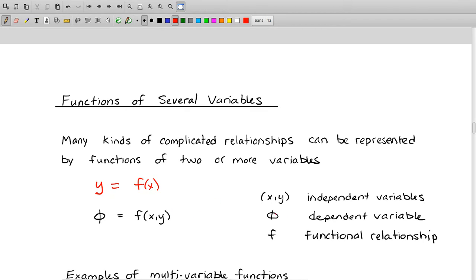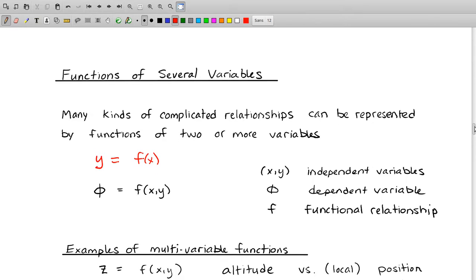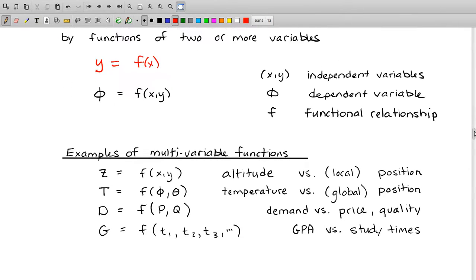Again, we have independent variables, coordinate variables, x and y. We have a dependent variable, which in this example I'm calling phi, and they have the functional relationship, f. So let's just spend some time talking about precisely what that means, a functional relationship between one dependent variable and multiple independent variables. Before that, let's talk about some examples.